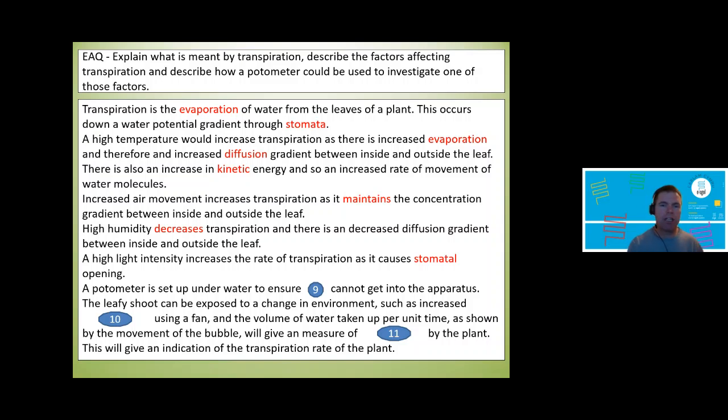I mentioned here about the use of a potometer, not something I've mentioned here, but it's worth we'll read through it now. A potometer is set up underwater to ensure that air cannot get into the apparatus. The leafy shoot can be exposed to a change in environment, such as increased air movement using a fan. And the volume of water taken up per unit time, as shown by the movement of the bubble, will give a measure of water uptake by the plant. This will give an indication of the transpiration rate. I haven't mentioned more about the potometer here.